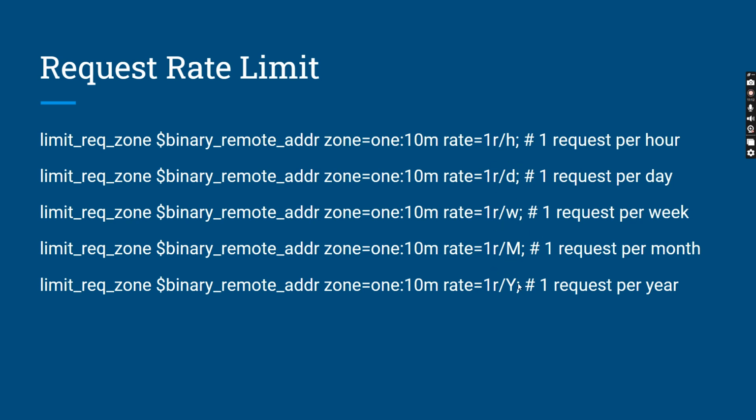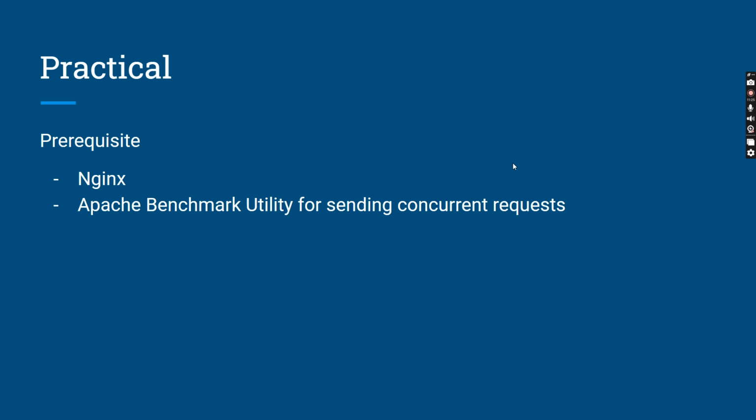You can use these keywords for writing the limit once in a year, once in a month, once in a week. This number you can also change. Let's say 2, 3, 4, 5, 50, 60, whatever number you want, you can keep it over there. Okay, now let's get into the practical session.